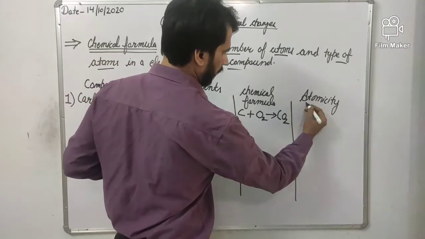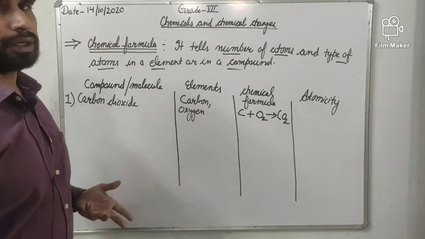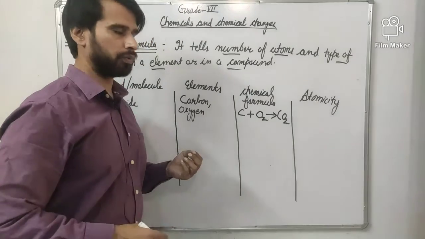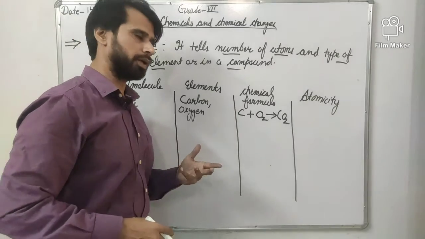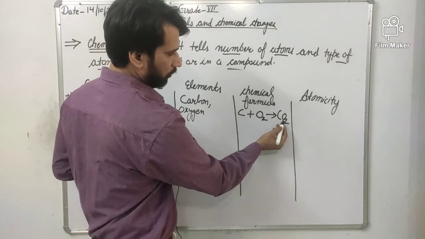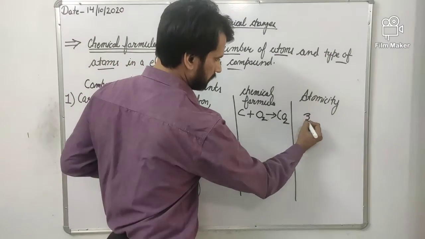Now here I write atomicity. Atomicity means the total number of atoms in a molecule or in a compound. They may be the same or they may be different. Like here there are a total of 3 atoms, 2 atoms of oxygen and 1 atom of carbon. So the atomicity is 3.